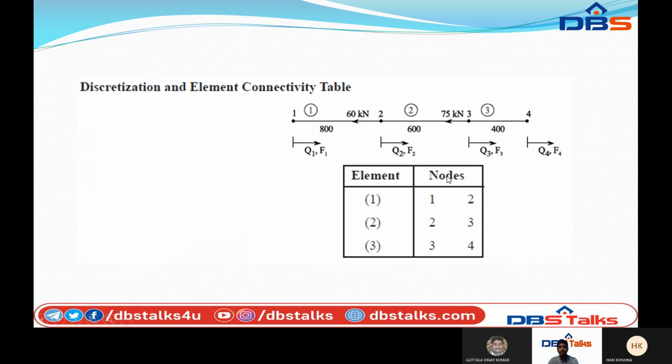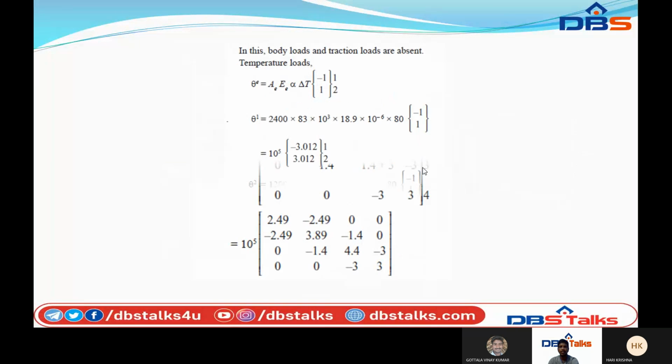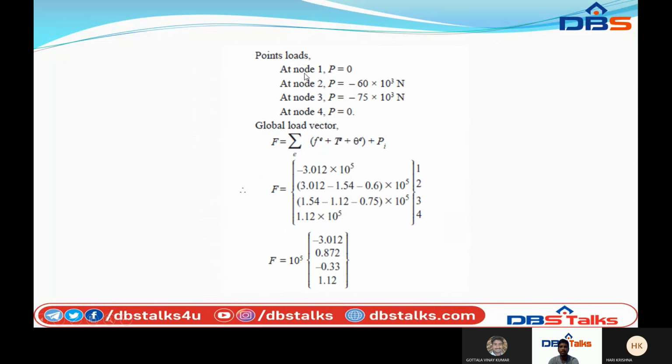Okay. The remaining nodes will be zeros. At node 2, minus 60 into 10 cube Newton. At node 3, minus 75 into 10 cube Newton. Node 4, 0. After that, calculating the global load vector.